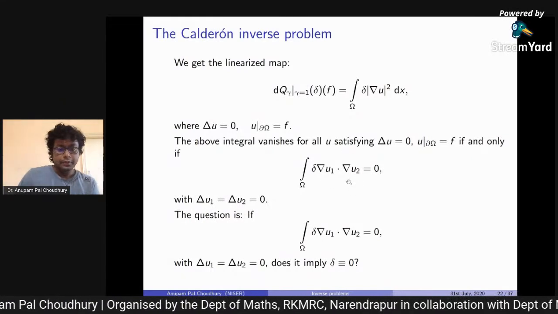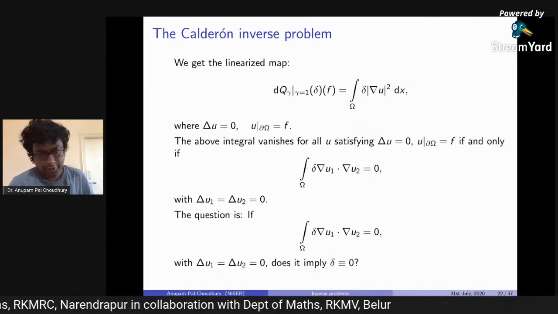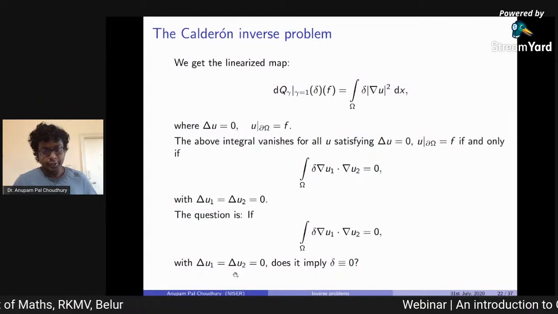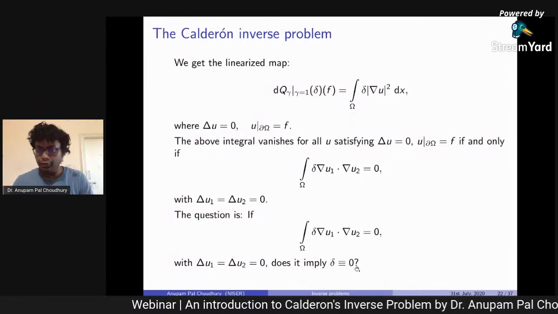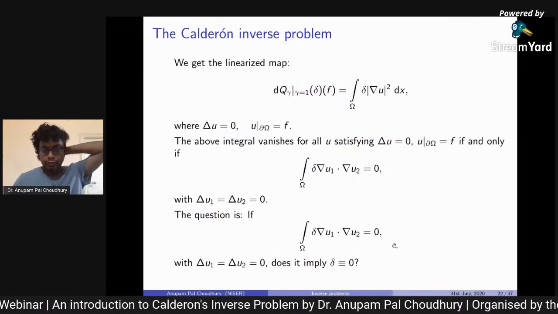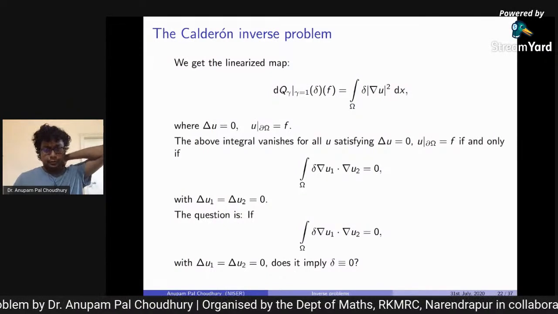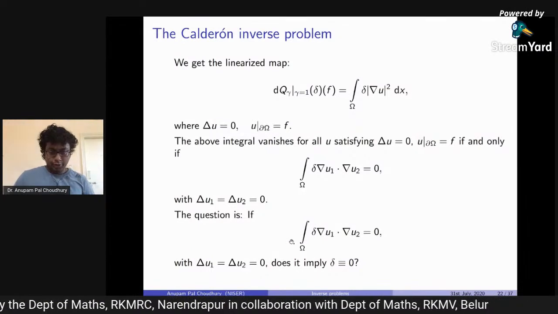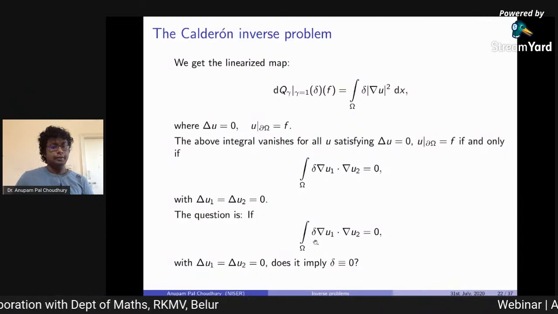Okay, so the question now is, the entire question that you can ask transforms into this particular question: if this quantity is 0, with u1 and u2 satisfying this, can you say that delta is 0? If that is done, then we are done. Then you can immediately say that we can recover this one for the linearized problem at least. So again, look at this. The question is, if this is 0, can I say that delta is 0?